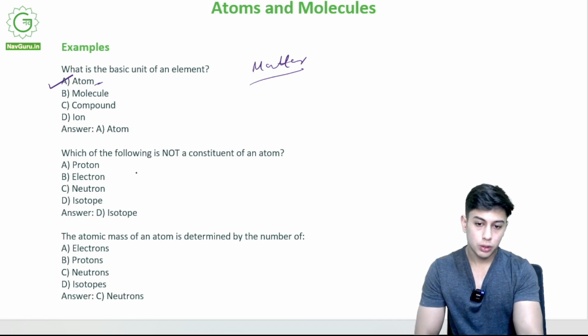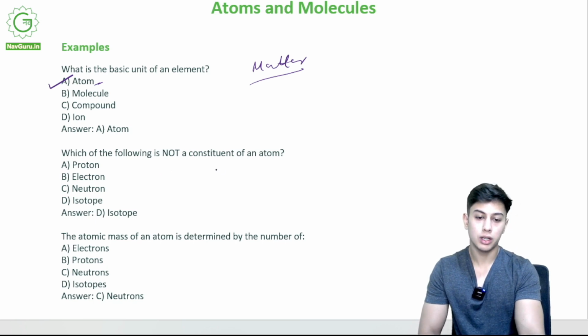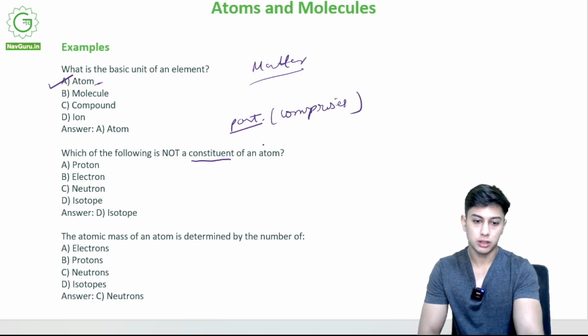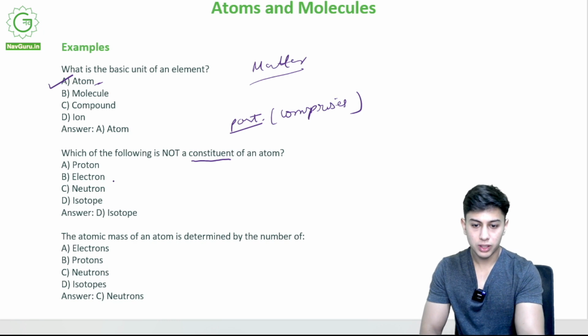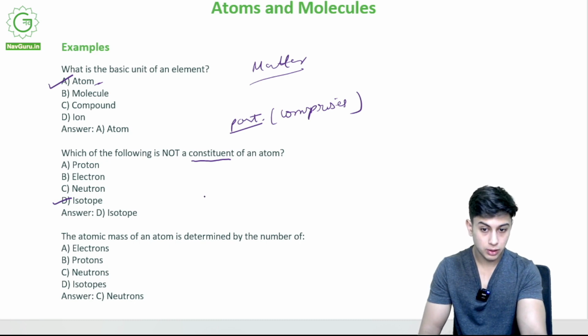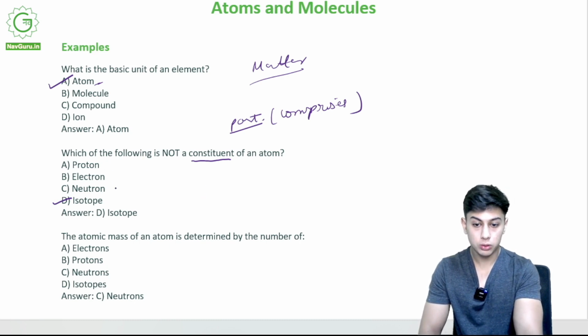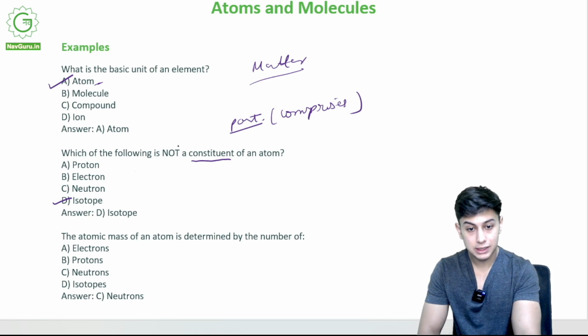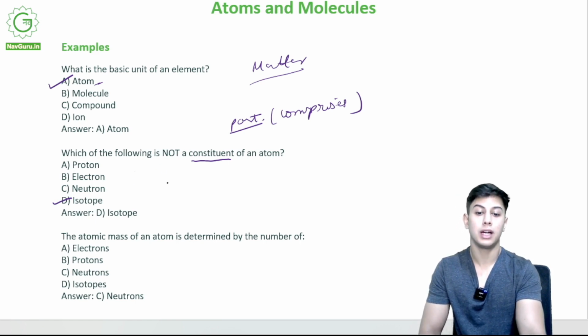Okay, which of the following is not a constituent of an atom? Now you know what constituent means, a part of an atom, what it comprises. Which of the following is not a part of the atom? Isotope. Isotopes are atoms. Electron, proton, neutron, these are a constituent of an atom.